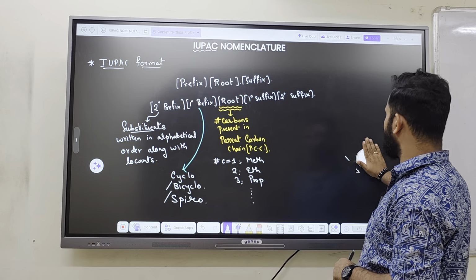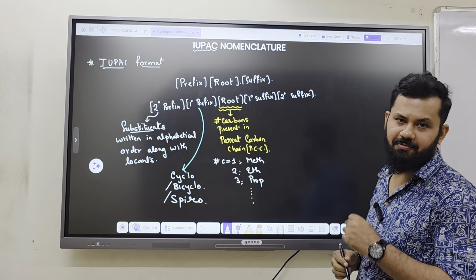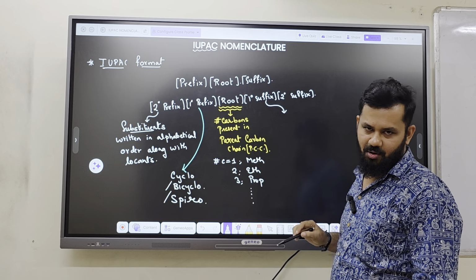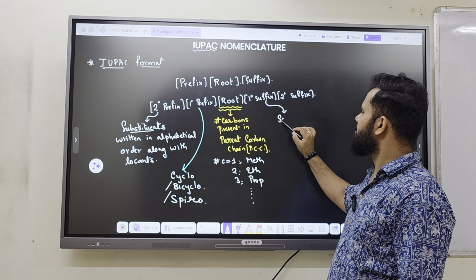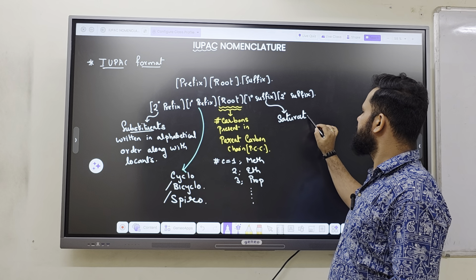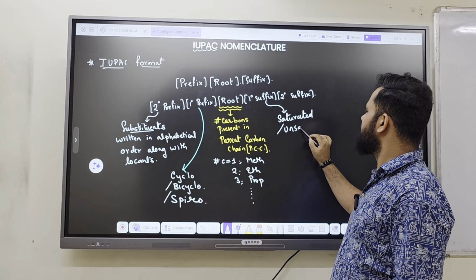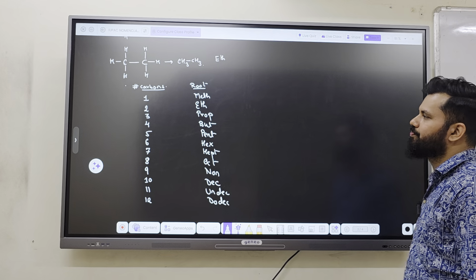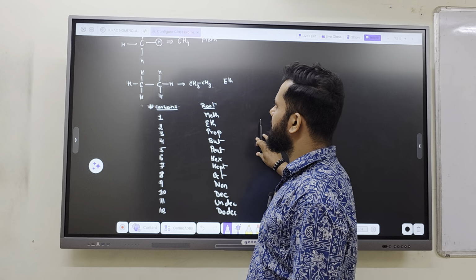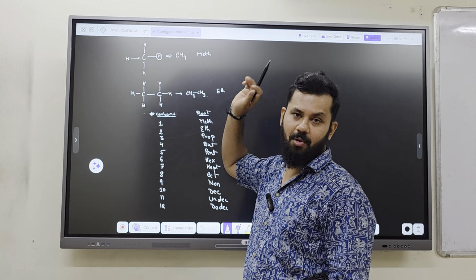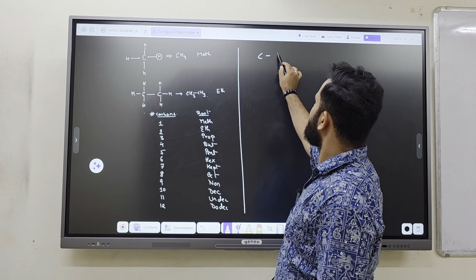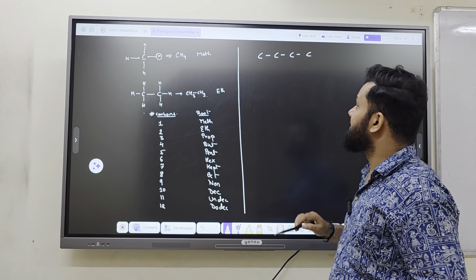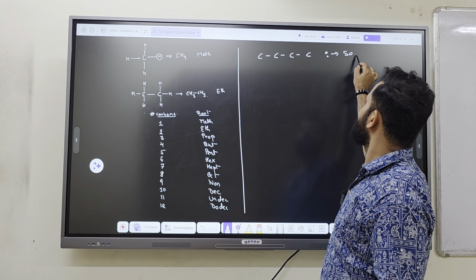All right. Let us move to the primary suffix. The primary suffix tells us whether our PCC or our hydrocarbon is saturated or unsaturated. Sir, what do you mean by saturated and unsaturated? When in a given hydrocarbon you see all single bonds like this, 1, 2, 3, 4, when all the carbons are held by a single bond, then we say that such a hydrocarbon is saturated.